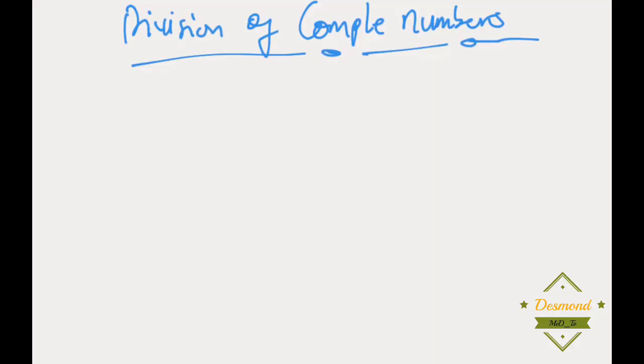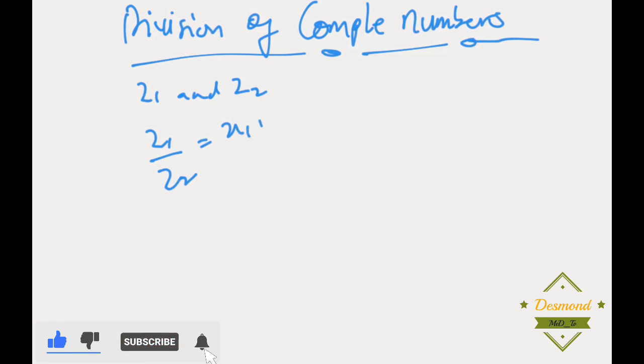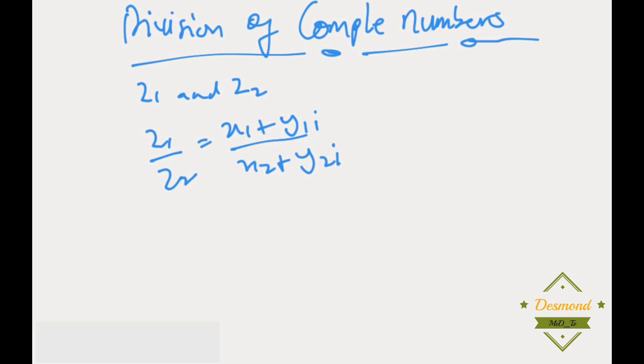In this video, we're going to talk about division of complex numbers. So the division of two complex numbers, z1 and z2, bears some similarity to their multiplication. Writing the quotient in component form, we obtain z1 over z2 being equal to (x1 plus y1i) over (x2 plus y2i).